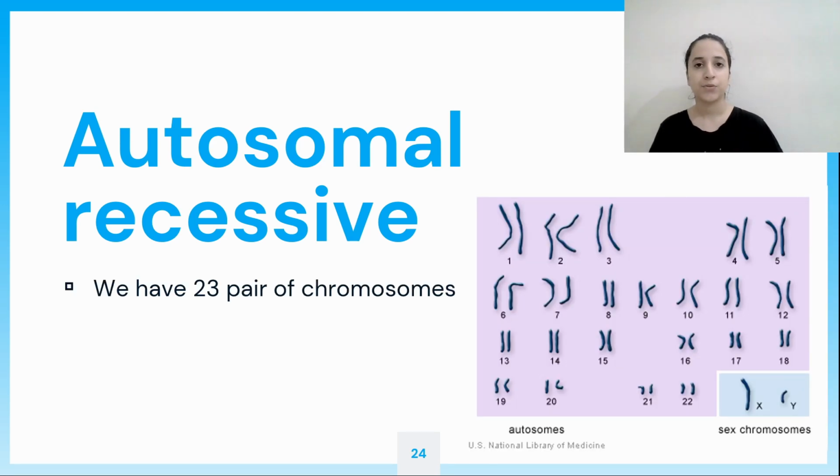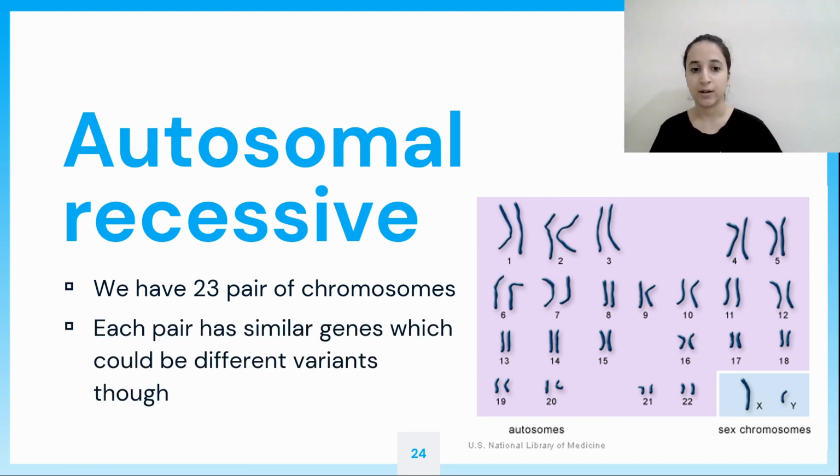We have 23 pairs of chromosomes, which means that in total we have 46 chromosomes, as you can see in this figure right here. Let us just focus on a random chromosome, let's say chromosome number 3. Here you can see that it exists in a pair, and you should note that one chromosome of the pair is inherited from the father, and one chromosome of the pair is inherited from the mother in the child. Each pair has similar genes, which could be different variants though.